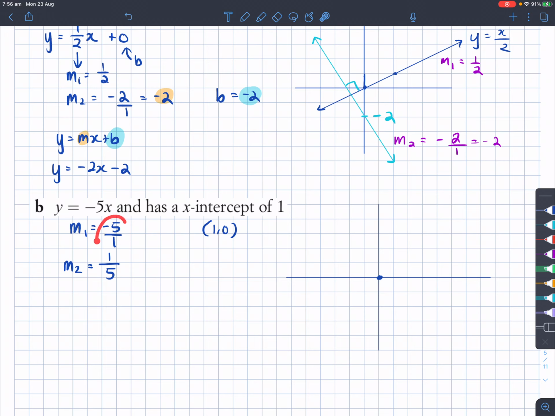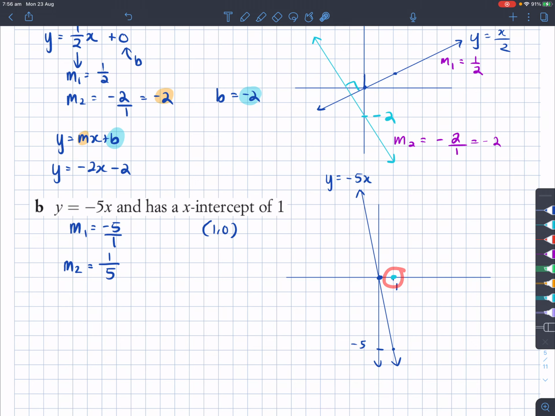A gradient of -5 over 1 means go down by 5, a rise of -5, and run by 1. So if we go down by 5, then right by 1, we'll be right here. If we join it up to the original dot that we had, we get this straight line, and that is y equals -5x. So the other line must pass through this point here, which is our x-intercept.